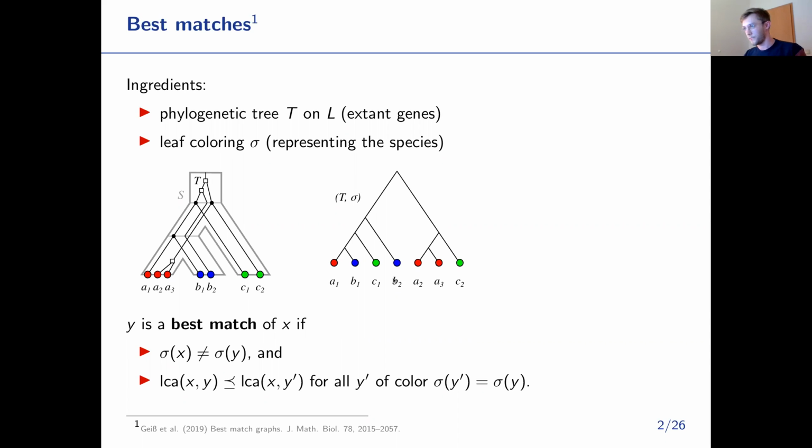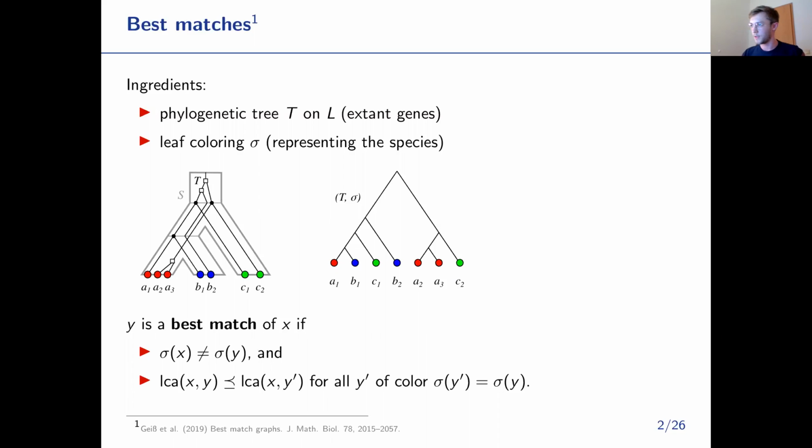But if you now look from the perspective of B2, then A1 would be a best match, since there's no other red gene that has a lower last common ancestor than A1. In contrast, those two wouldn't be best matches since they have this one here on top. So best matches are not symmetric. And maybe one last example: the best matches of C2 with respect to the red color are both A2 and A3, since they both have this one here as last common ancestor. So best matches to some color are also not unique.